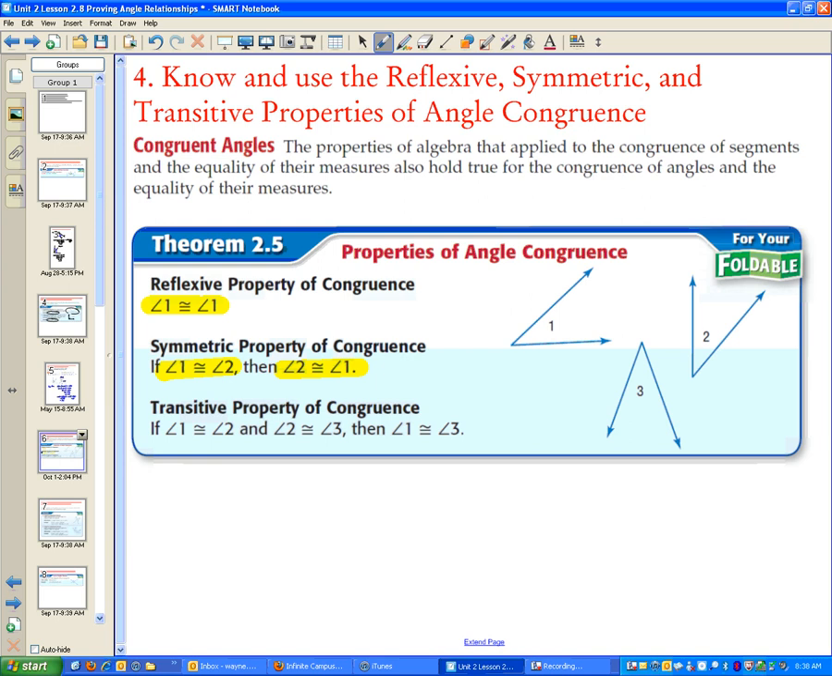And then the transitive property. If angle 1 is congruent to angle 2, and angle 2 is congruent to angle 3, that means you have 3 congruent angles, right? So can't you then pair them up any way you want to? One of the ways being, then angle 1 is congruent to angle 3. Okay? Any trouble with those?